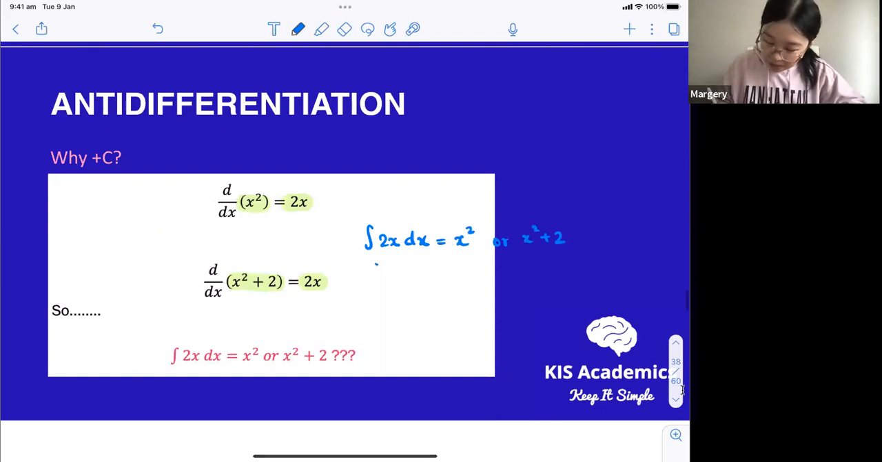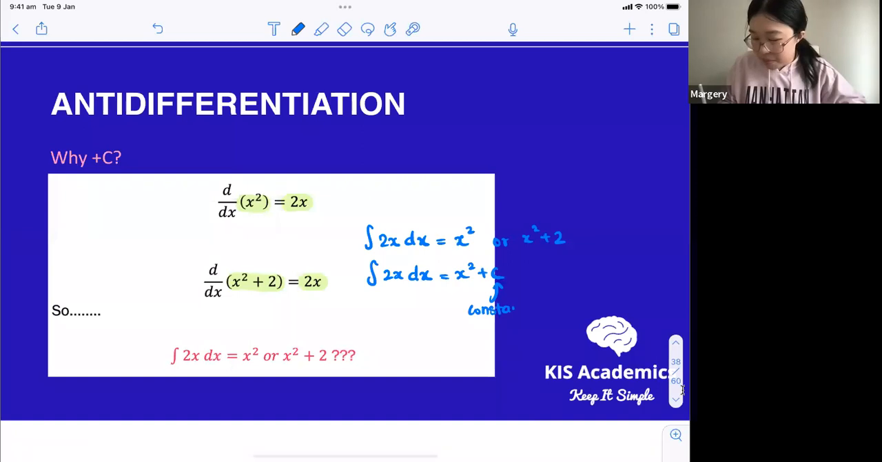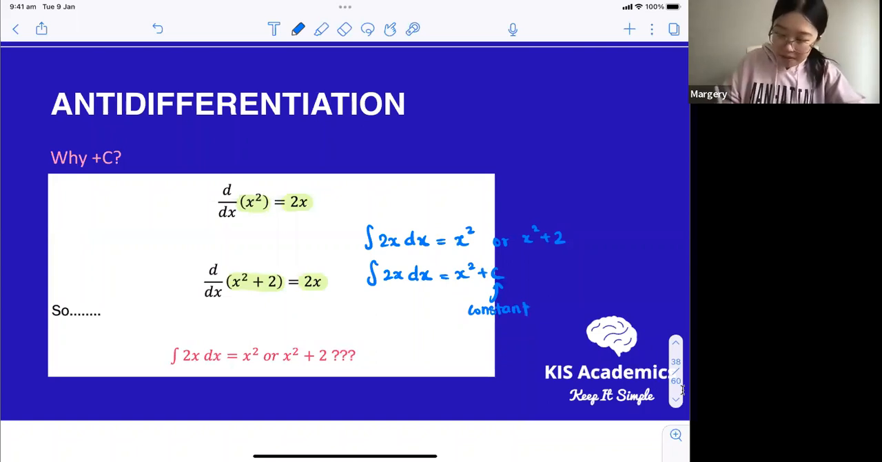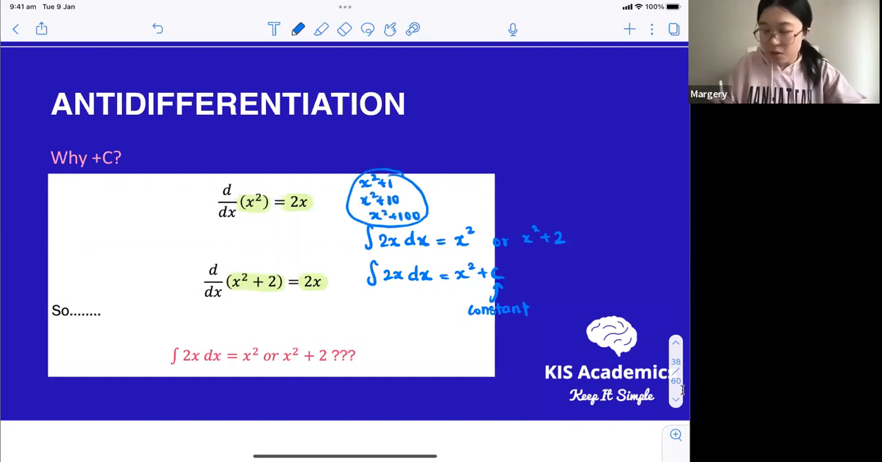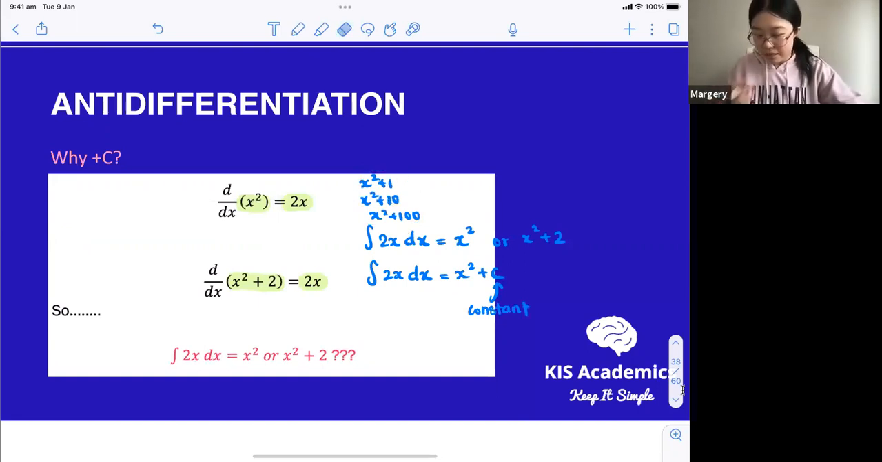So that's why when we integrate or anti-differentiate 2x with respect to x, I would write x squared plus c, where c is a constant. We can add any number onto the end of that, and it'll still give us 2x when we differentiate it. So if I have x squared plus 1, x squared plus 10, or x squared plus 100, if I differentiate all of these, I always get 2x. So that's why we include the plus c on the end to cater for that.